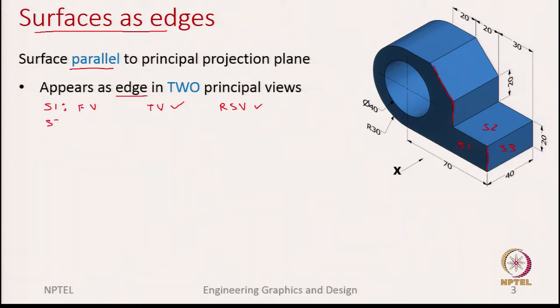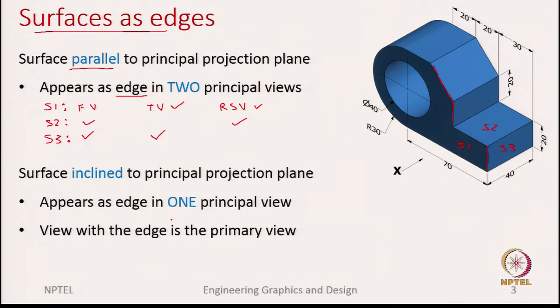So, for example, in surface S2 you will see it as an edge in front view as well as in right side view, and for surface S3 you will see it as an edge in the top view as well as the front view, okay. So, the point I am trying to emphasize here is, if the surface we are talking about is parallel to one of the principal planes, it appears as an edge in two other views.